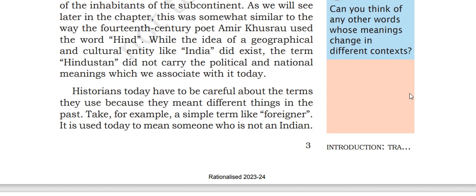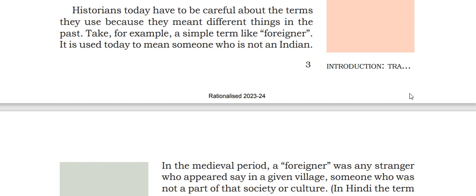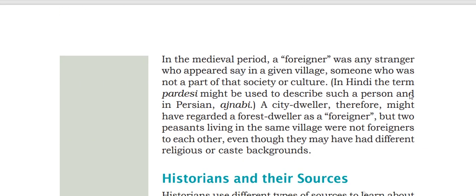Historians today have to be very careful about the terms they use because they meant different things in the past. Take for example a simpler term like foreigner. It is used today to mean someone who is not an Indian. In the medieval period, a foreigner was any stranger who appeared, say, in a given village, someone who was not part of the society or culture.